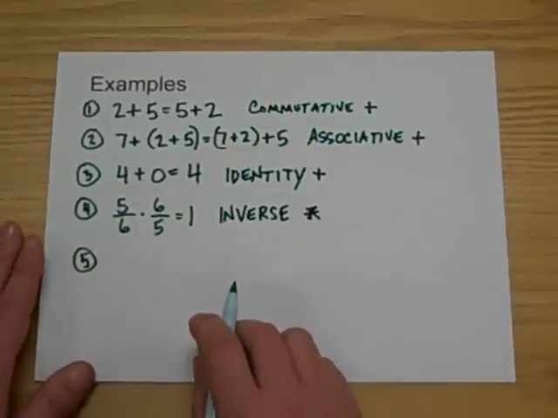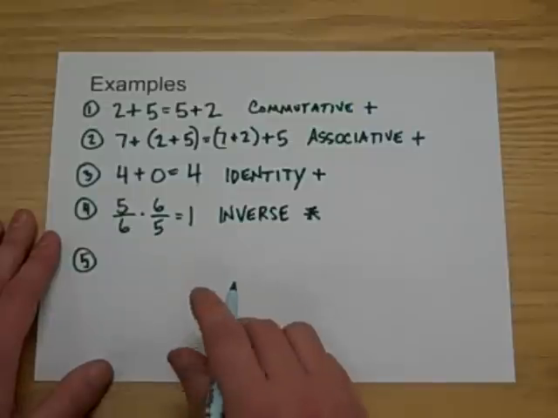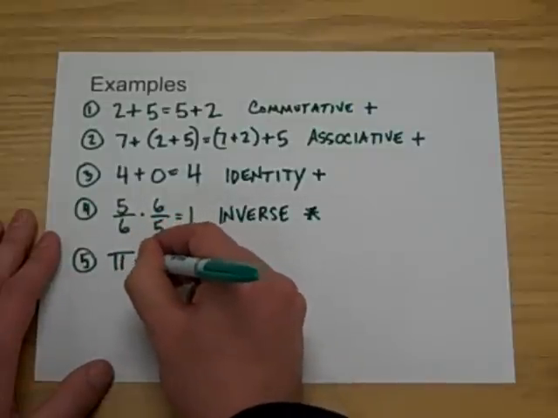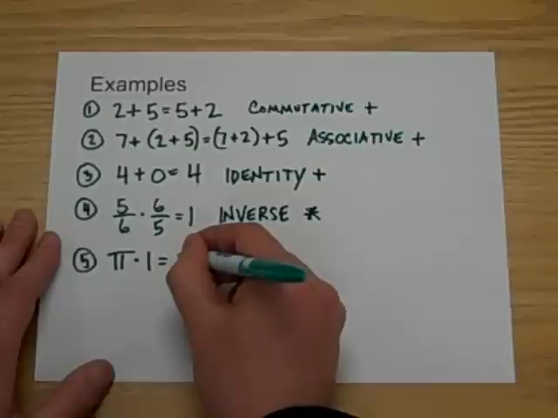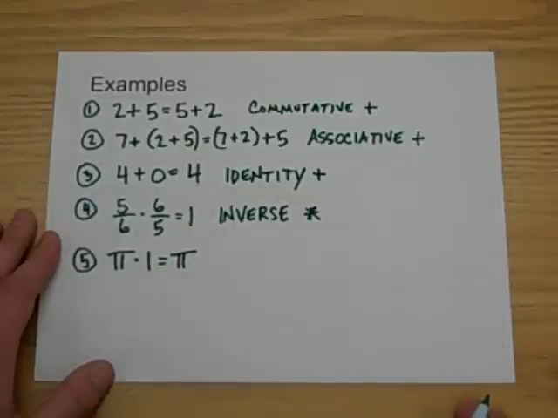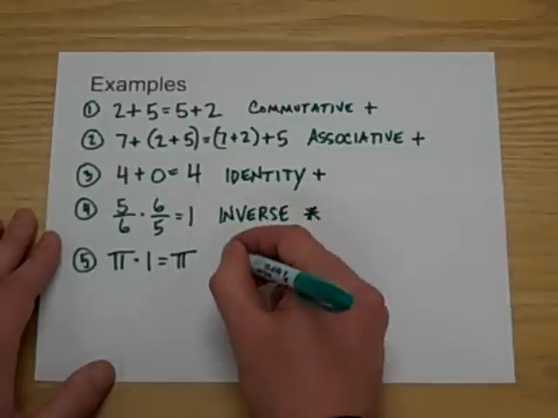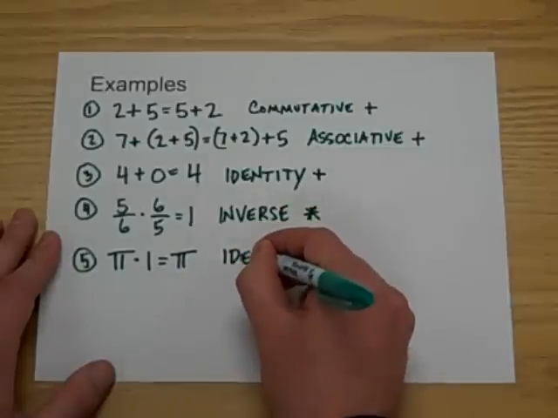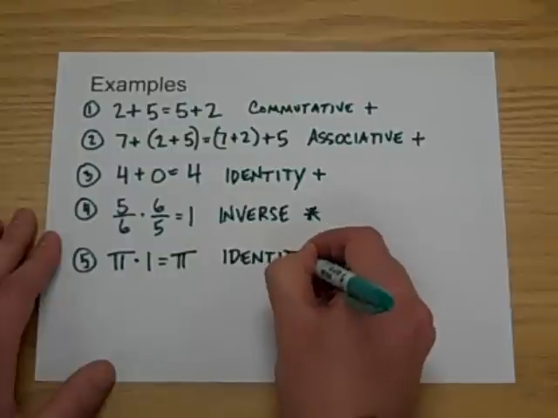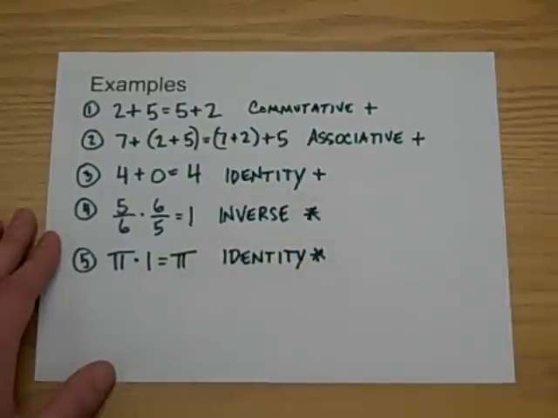Let's try another one. Let's try pi times 1 equals pi. It looks like I start with the same thing I end up with. So in this case, this is the identity. And this is the identity property of multiplication, or the multiplicative identity.